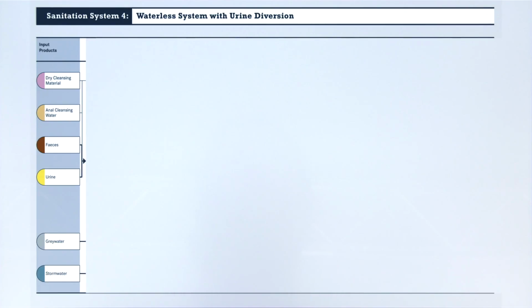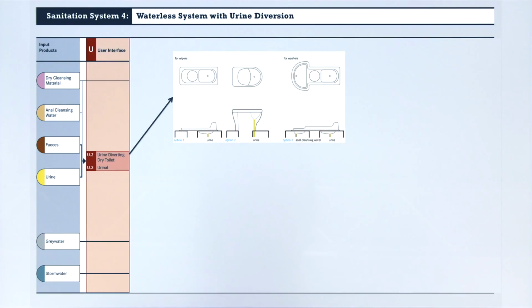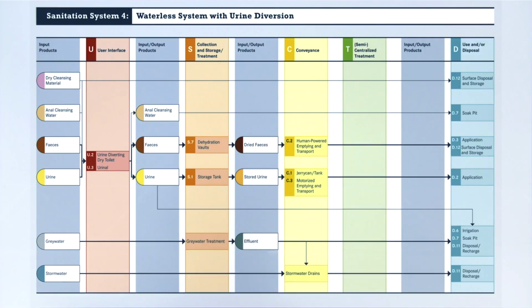In fact, we can see from this template that although the actual toilet, the urine diverting toilet, may be simple, there are numerous parts and products to consider. Also, because the system is waterless, the gray water must be considered separately, whereas in other systems it could be simply mixed in with the black water. Here, it remains entirely separate through the duration of the process.